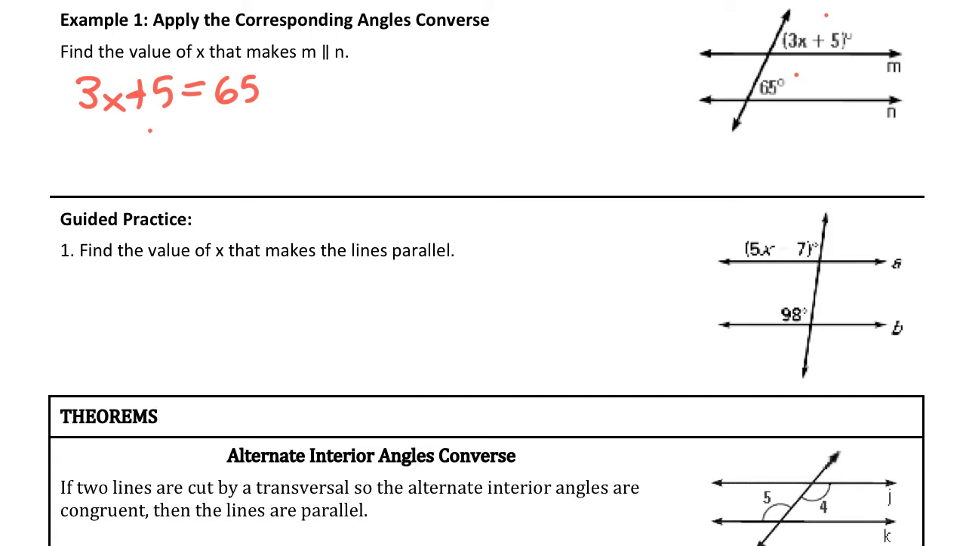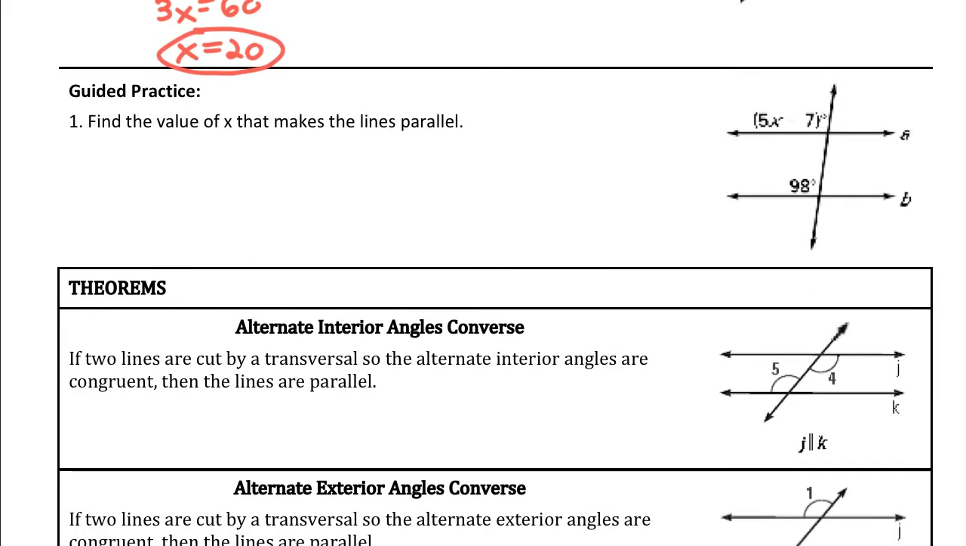So I solve that. 3x equals 60. x has to be 20. And that should make sense because 3 times 20 plus 5 is 65, making these two angles congruent. So that's pretty much all there is to it.